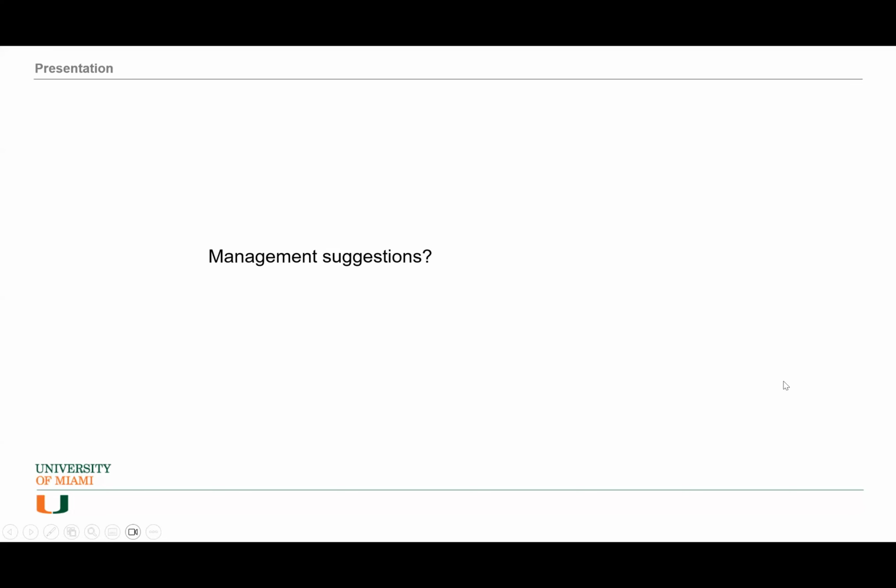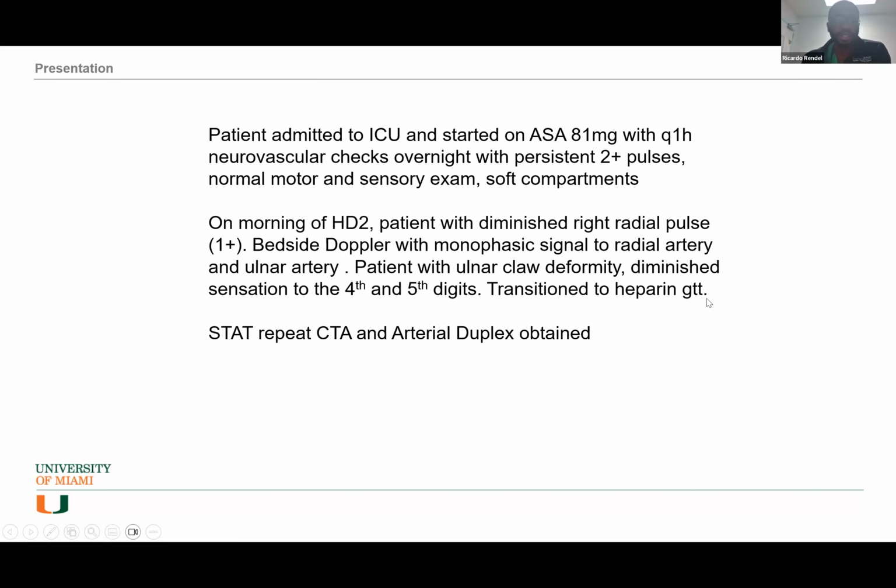So the patient was reevaluated and he had a very strong radial pulse. And so the team decided to admit him overnight into the ICU with q1 hour neurovascular checks. He had soft compartments, normal motor and sensory exam, a very strong 2+ pulse. Looking back at the nursing flow sheet, they were consistently documenting 2+ equal pulses bilaterally. However, that morning when we came to see him on ICU rounds, he had a diminished right radial pulse compared to the left side. It felt 1+, and the signal was monophasic in both the radial and ulnar artery. At that time, the patient did develop an ulnar claw deformity and had some diminished sensation to the fourth and fifth digits. So we started him on a heparin drip and then got a repeat CTA and arterial duplex.